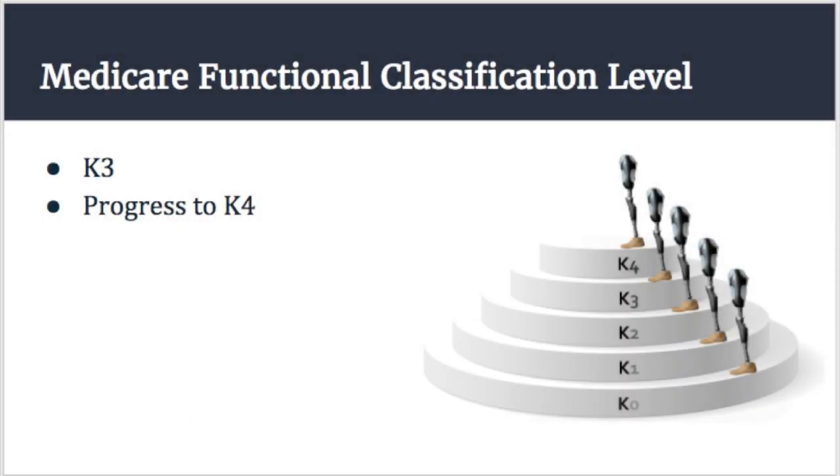Okay, for the Medicare functional classification level, we put him at K3, and this will give him the ability to traverse most environmental barriers and will allow for prosthetic utilization beyond simple locomotion, such as for running and jumping. Since he is 3, he'll be able to run around like kids do. And later on, we hope to progress him to K4 as he ages and is more functional.